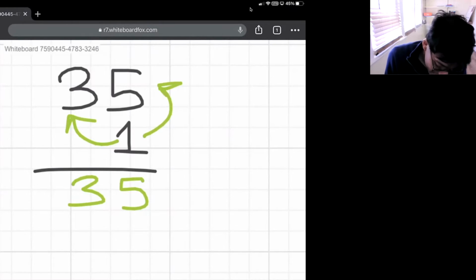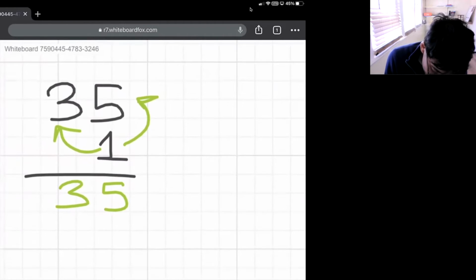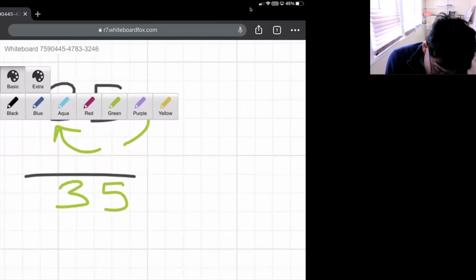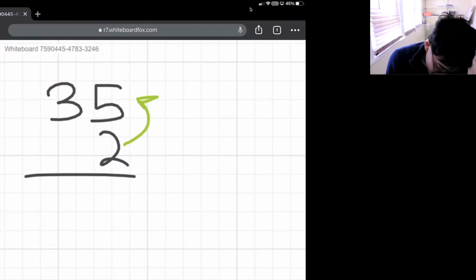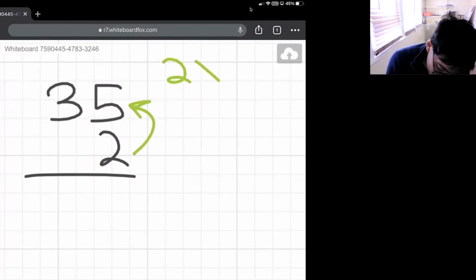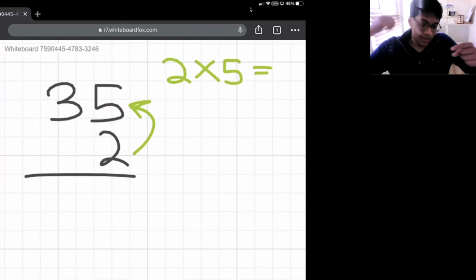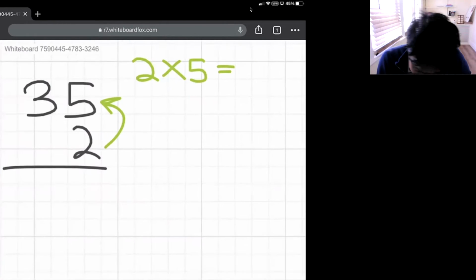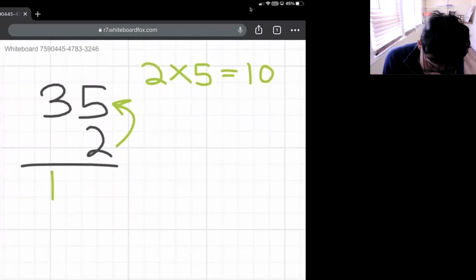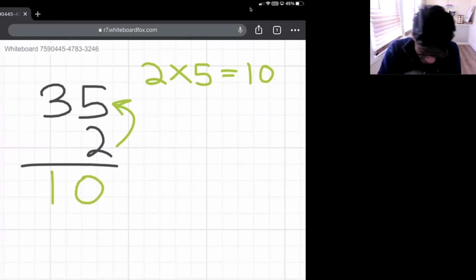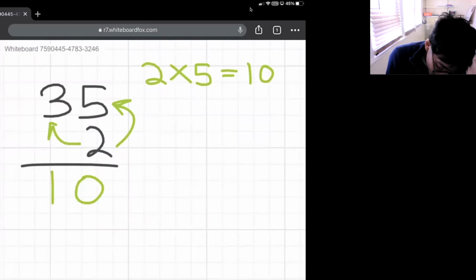But what if instead of 1, I make this a 2? Now things get a little wacky, right? Let's think about it step by step. First of all, we got 2 times 5, right? What's 2 times 5? Let's get those gears going. 2 times 5 is 10. So we can write 10. Or can we? Remember, when we do 2 times 3, we got to put a number here.